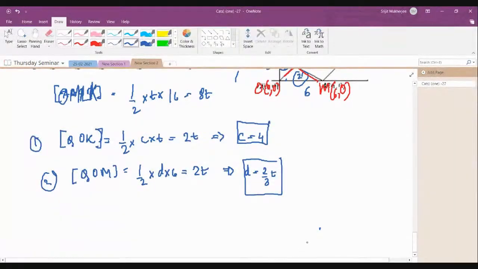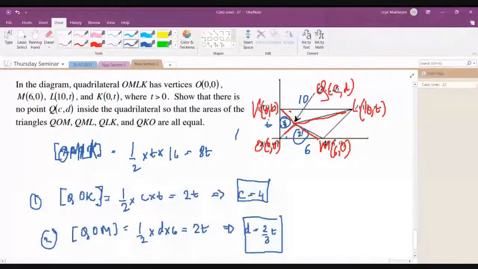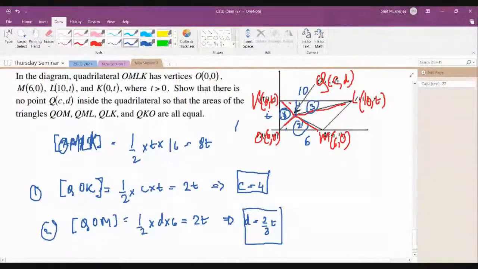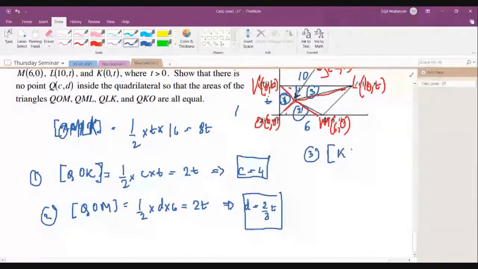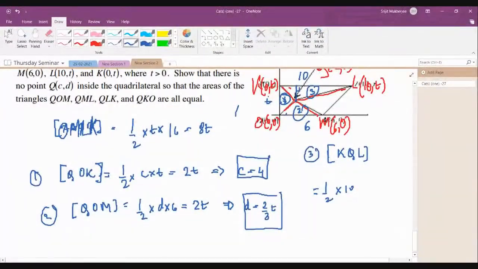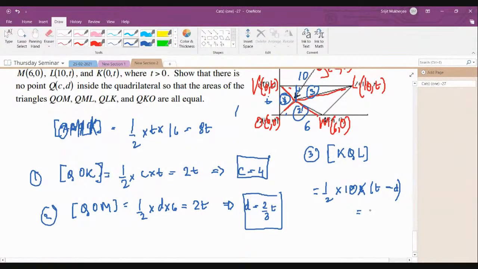Okay, we got the values of D and C. What's next? You can also do it for this point, this triangle, this triangle. How? This 3. For 3, say triangle KQL is equal to half into 10 into height. What is the height? T minus the total height minus this height, that is D. T minus D is equal to again 2T.